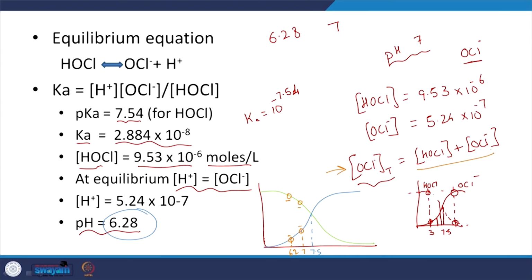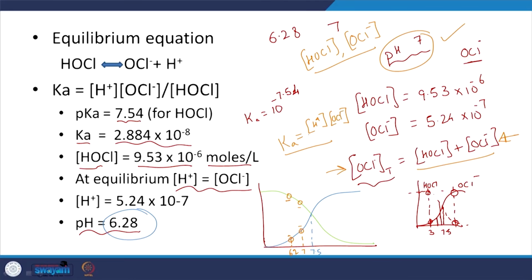So that is the key to get the second equation. OCl total is HOCl plus OCl minus, and we already have another equation for Ka. So I have two unknowns, which are HOCl and OCl minus. Because pH is 7, H plus is already known. So I have two unknowns and two equations. What are the two equations? One is this equation, and the other one is the Ka equation, right? I can solve that. That is the way to go about it.